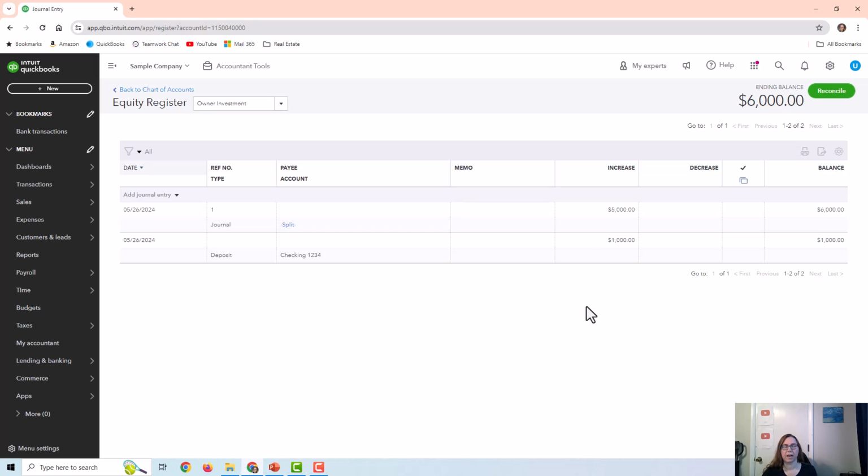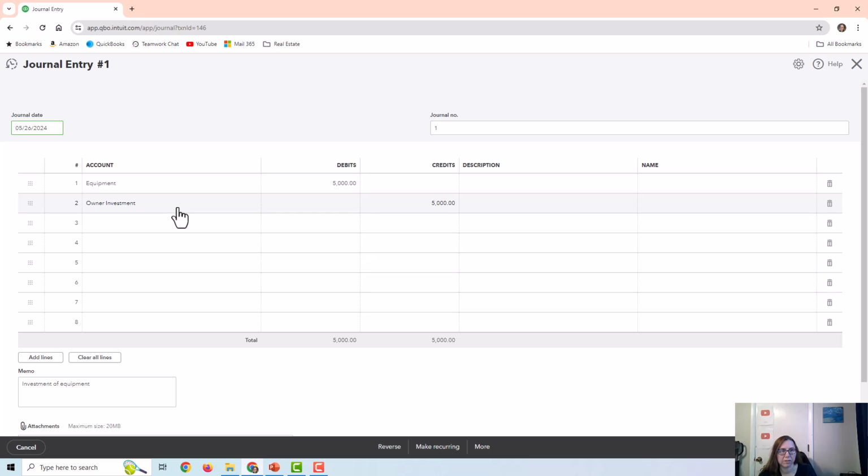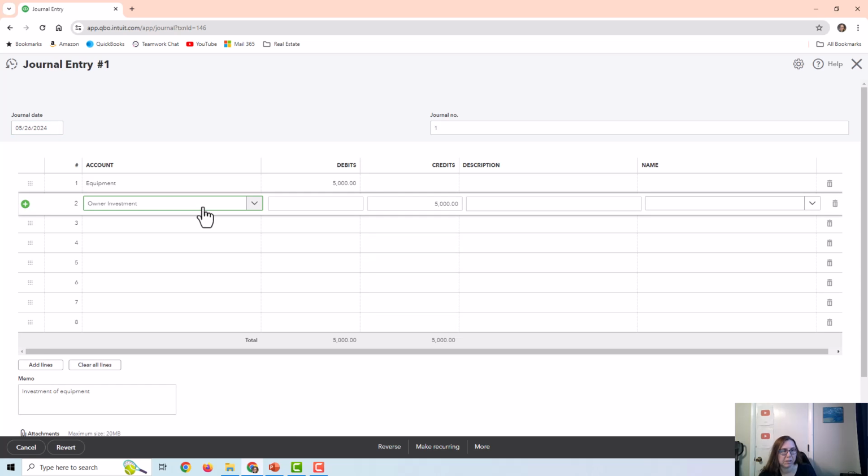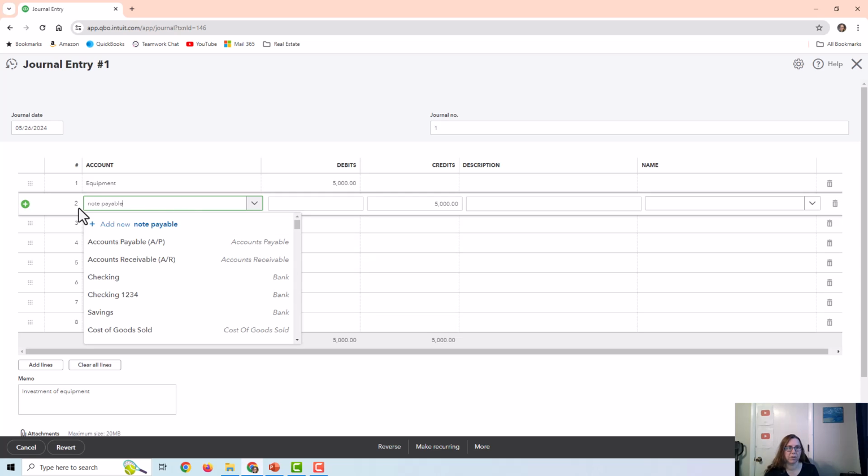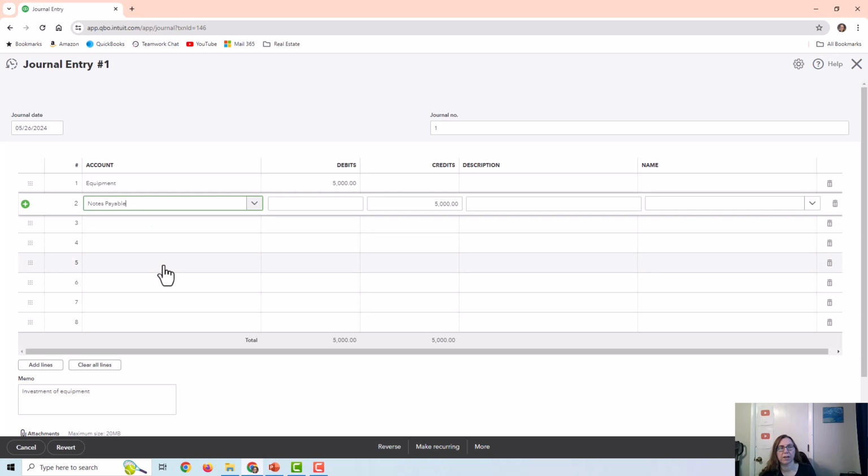Now, if the owner had expected the business to pay them back the $5,000 as a loan, let's say it was a loan to the business, instead of crediting owner investment, you would not want it to affect the investment account. You would probably mark it as note payable, because to the business, it is a loan, a liability. So that's how that scenario would look.